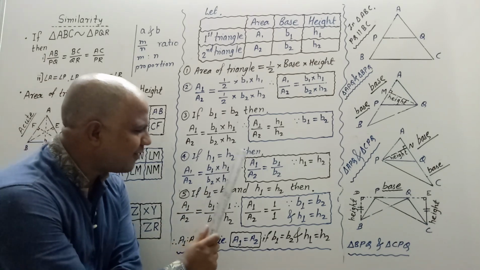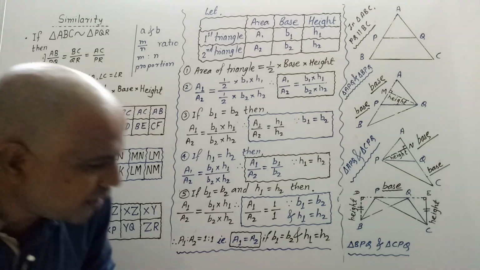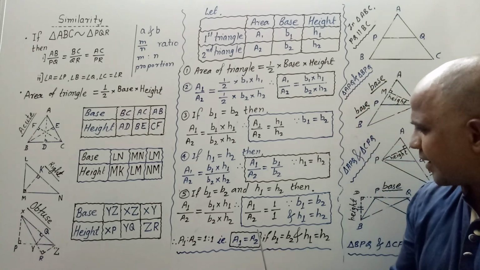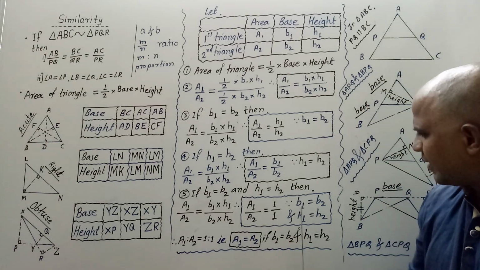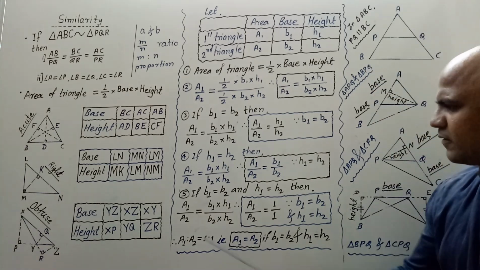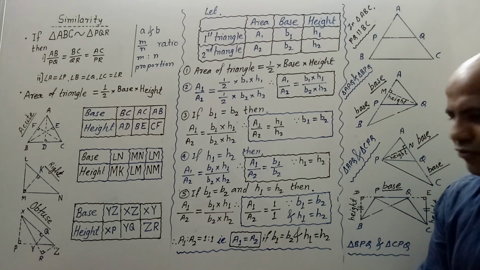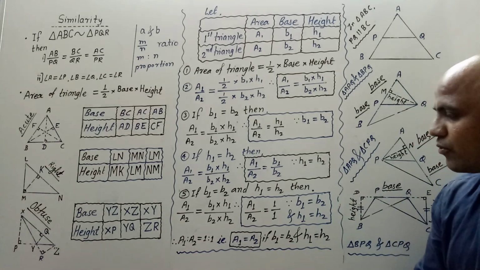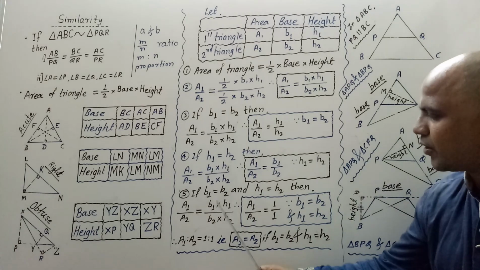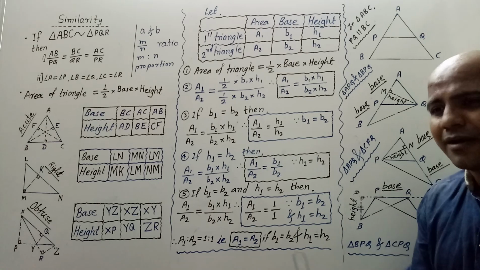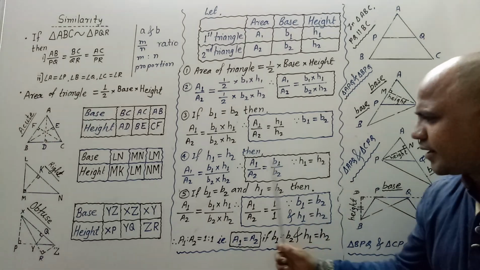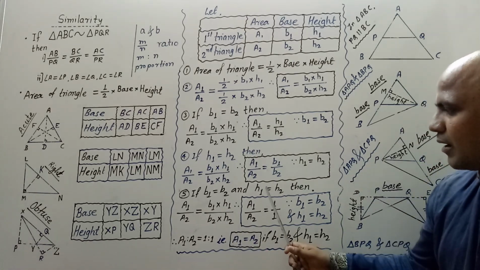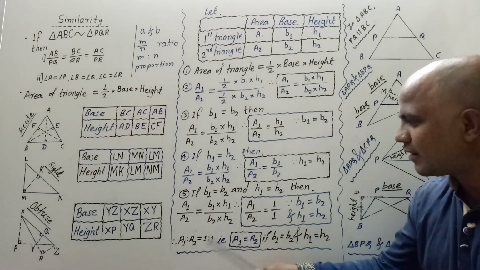Then finally, the next property. If B1 equals B2 and H1 equals H2, what is the meaning of this? Their bases are the same as well as their heights. Then A1 upon A2 is equal to B1 into H1 upon B2 into H2. Actually the formula is half into base into height. Only base and height are written there. Where is the half? Half is already cancelled. But B1 and B2 have the same value, that's why we can cancel B1 and B2. Similarly, H1 and H2 have the same value, so we can cancel H1 and H2.